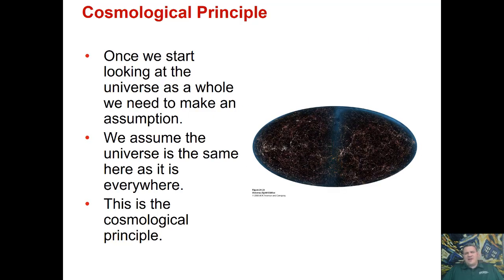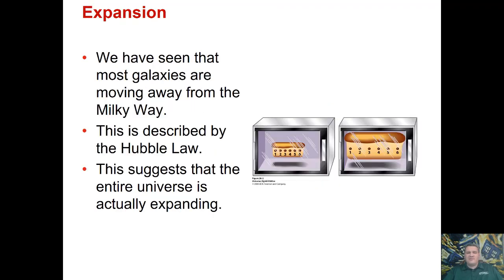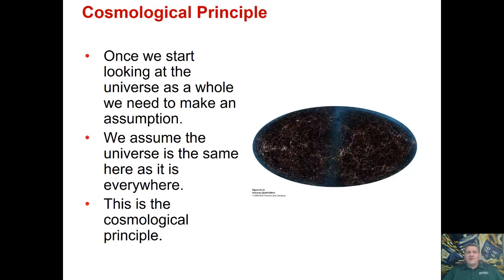Now, because we're starting to deal with the universe on a large scale, we need to make some assumptions. We call these assumptions the cosmological principle. Now that we're dealing with the entire universe as a whole on this largest scale, we need to make some simplifying assumptions. And what it states is that the universe is the same everywhere. What we see here on the Earth is going to be the same, and no matter where you are in the universe, what happens here is going to happen everywhere. Again, this is the cosmological principle.